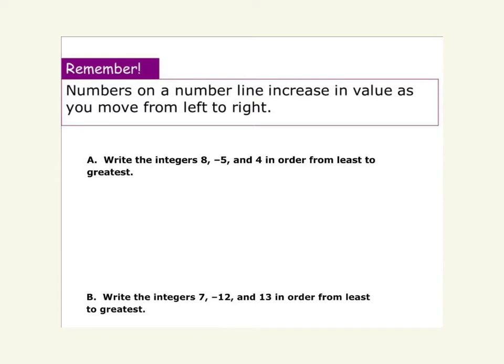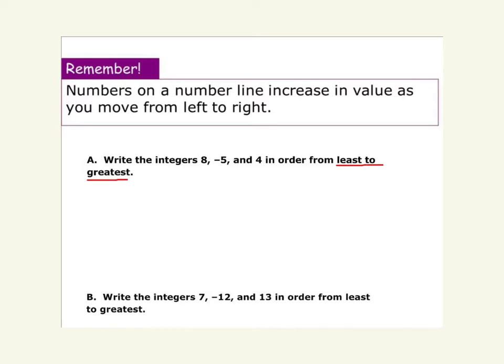Alright, there's a quick reminder up here at the top of this slide. It says numbers on a number line increase in value as you move from left to right. Our first example says, write the integers 8, -5, and 4 in order from least to greatest. Now, we need to identify which one of these is smallest, because again, it specifies from least to greatest. So we need to find the smallest.